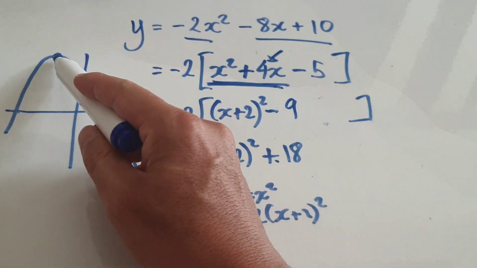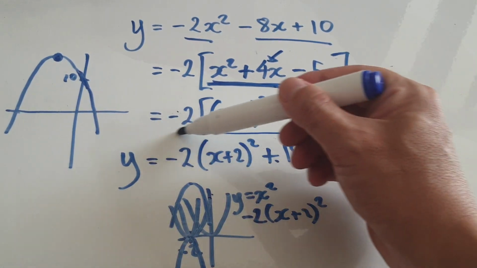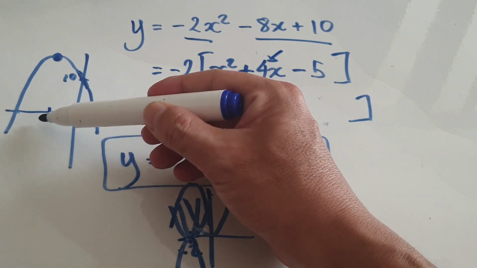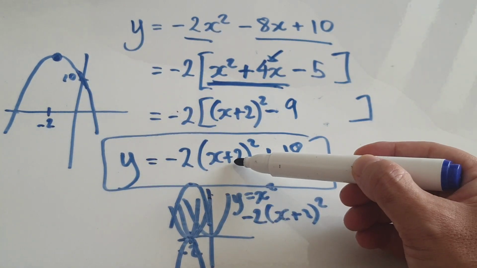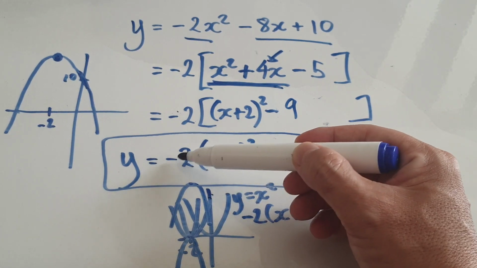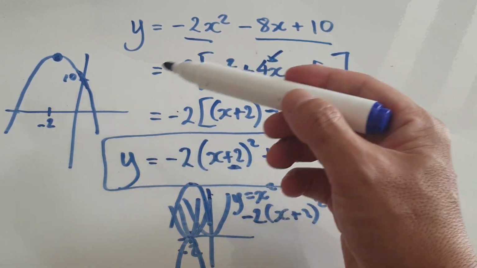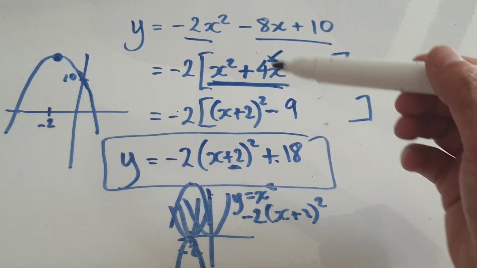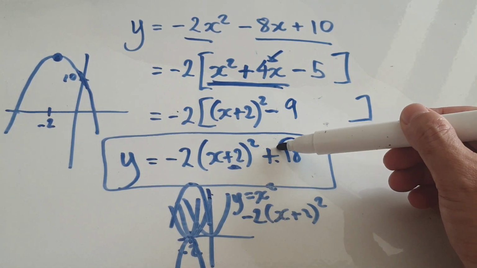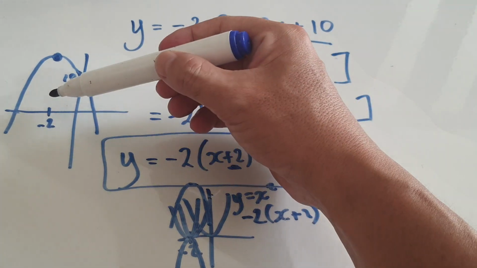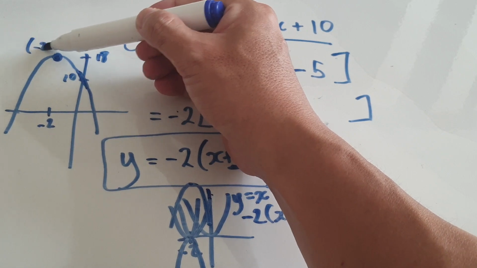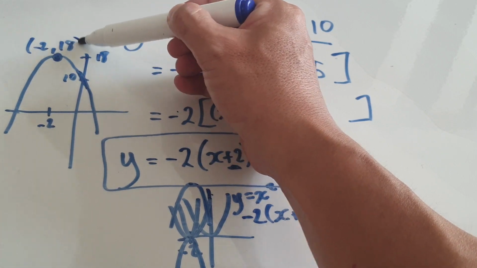So really to find that location, just by looking at this, you know that it has been moved across by -2. So that's this from this bit here. And then this number here just makes the graph steeper. But then you know that it needs to be moved up by 18. So this here would be 18. So the coordinates here would be -2, +18.